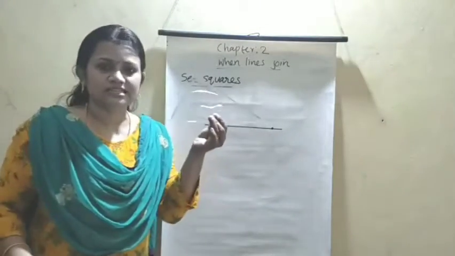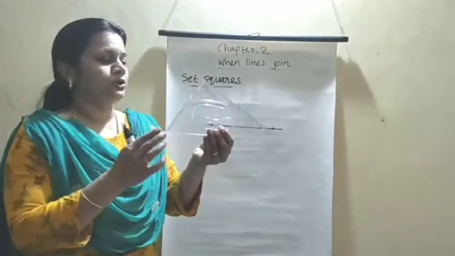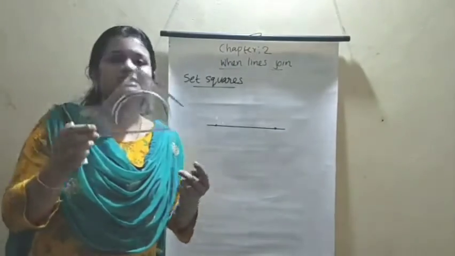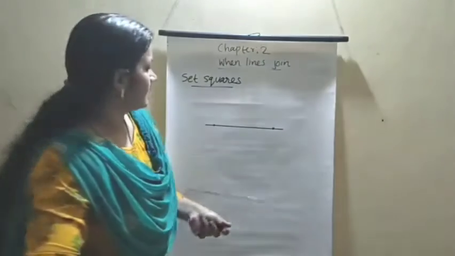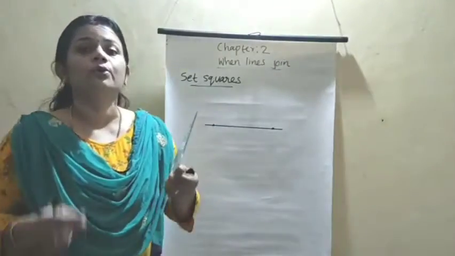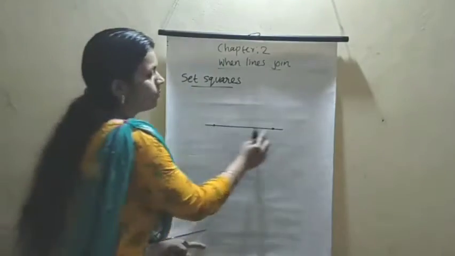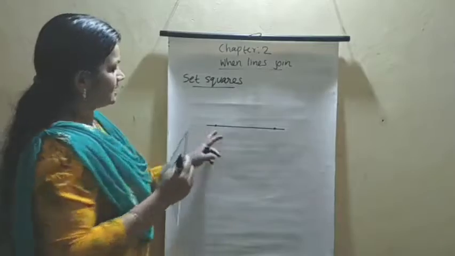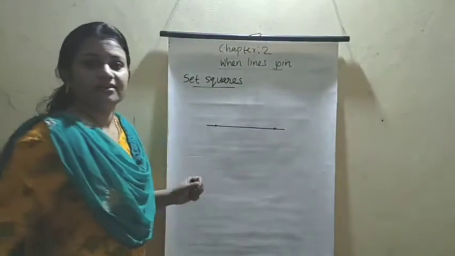How many edges does the set square have? 3. And this one also, how many edges? 3: 1, 2, 3. Then using these set squares, how do we draw a square or rectangle? 1, 2 points are marked here, small points. Then take the right end. This is the left end. This is the right end.